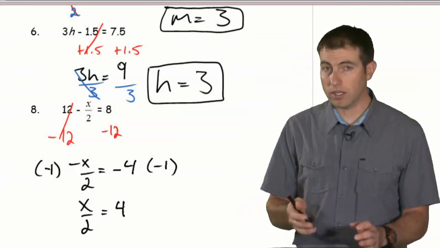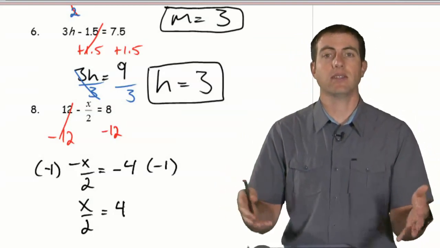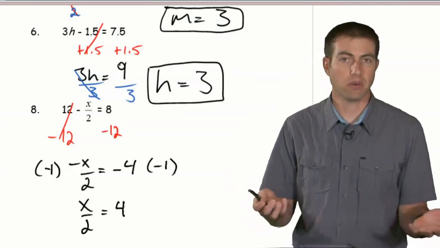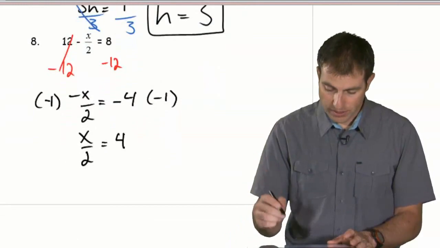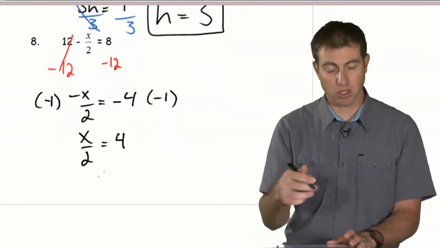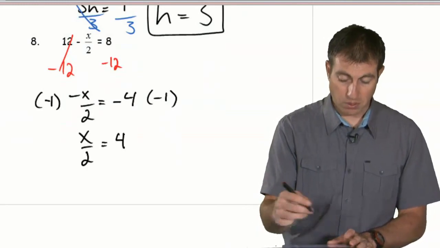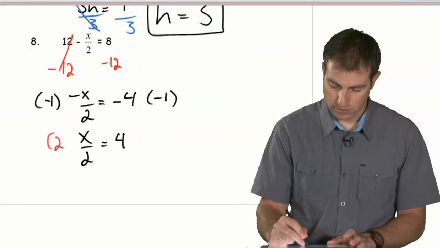Now, if you wanted to get rid of that 2 before doing the negatives, you're going to get to the same place as me, just in a different way. And that's fine if you wanted to do it that way. So now that I have this 2 on the bottom, it's x divided by 2. The opposite of division is multiplication. So what I'm going to do is multiply both sides by 2.